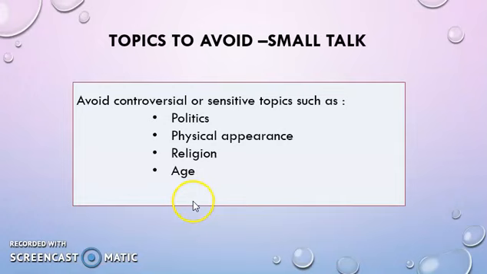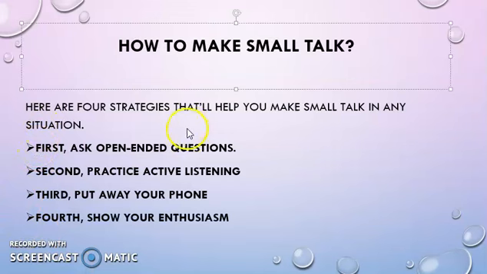After seeing how to initiate the small talk, it is very important to know what topics to avoid while we talk. One must avoid controversial or sensitive topics such as politics, physical appearance, the religion that they belong to, and age. Here we have four strategies on how to make small talk.